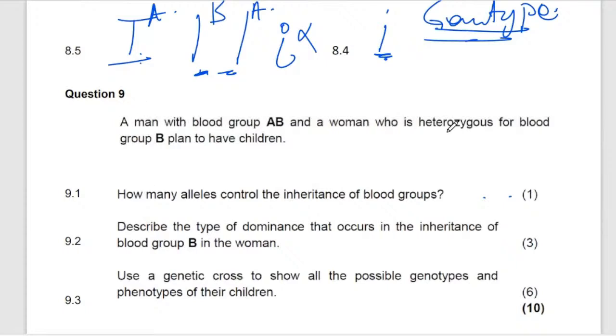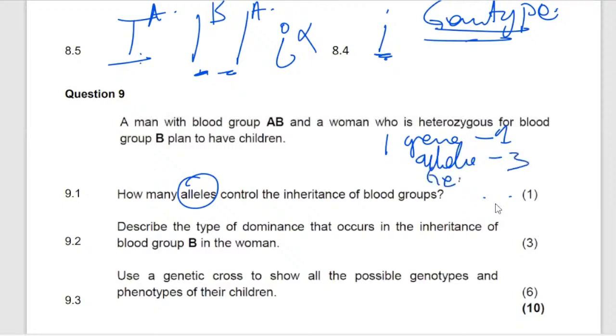A man who is blood group AB and heterozygous marries a woman of blood group B, and they have children. How many alleles control blood group? They are now talking about the alleles. Gene, there is 1. Alleles, there are 3. Genotypes, there are 6. Phenotypes, there are 4. Why am I using 4? You have A, B, O, and AB. A, comma, B, comma, AB, comma, and O. Those are the 4 phenotypes.